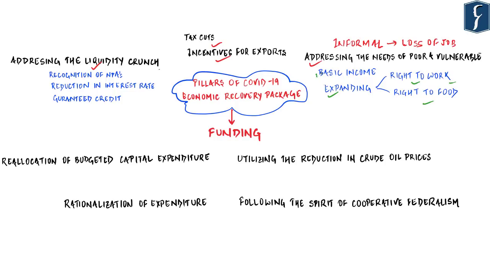Now, apart from that, the author also talks about the basic income concept. This is an unconditional cash transfer of rupees 3000 a month for a period of 6 months. And according to the author, this should be started immediately, given that we have the advantage of the JAM trinity. Then the author talks about addressing the liquidity crunch, which is very important.